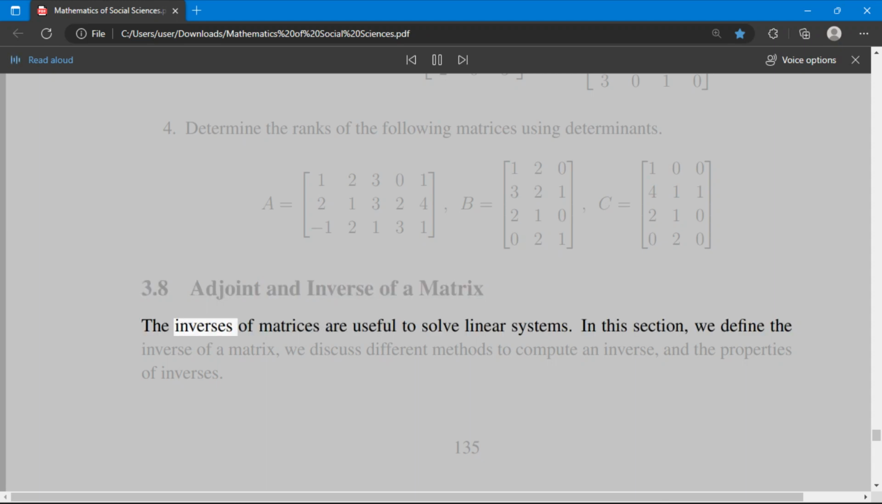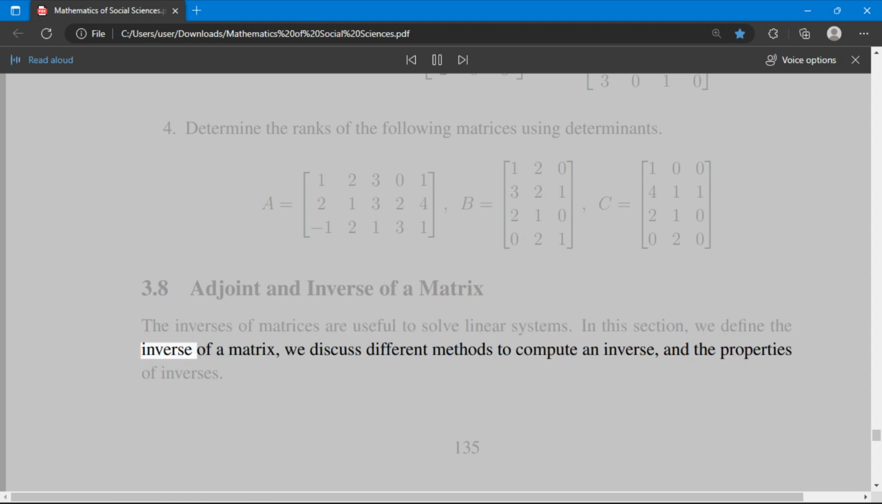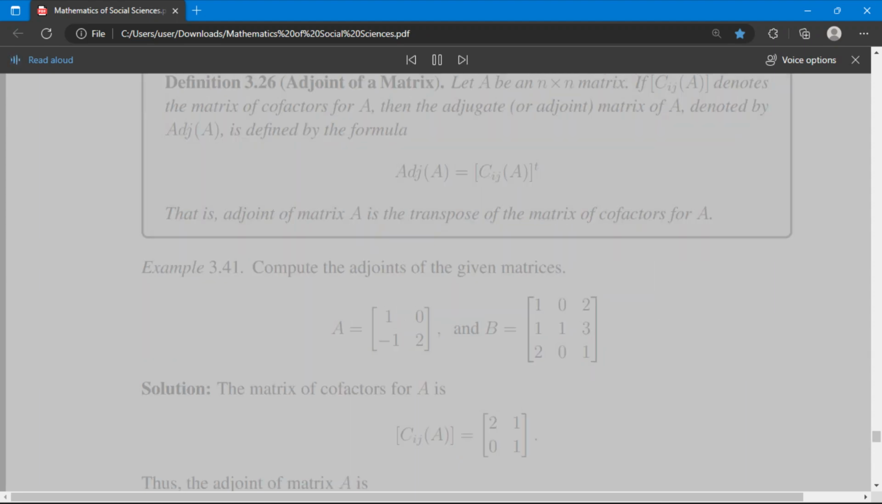3.8 Adjoint and inverse of a matrix. The inverses of matrices are useful to solve linear systems. In this section, we define the inverse of a matrix. We discuss different methods to compute an inverse, and the properties of inverses. 135.